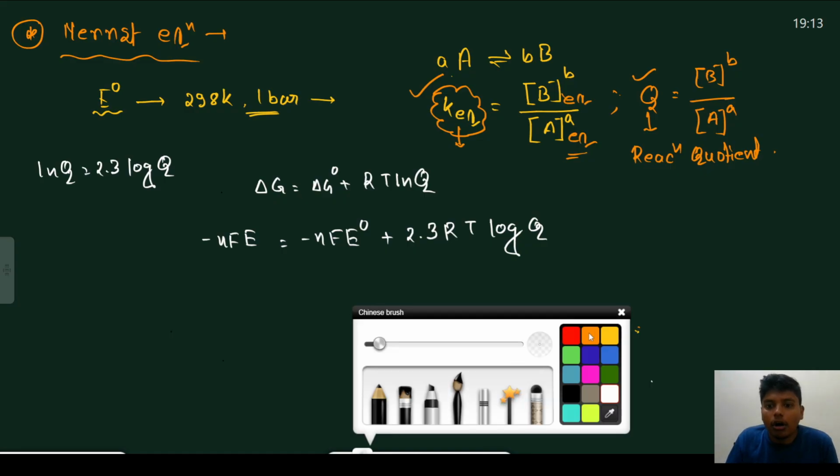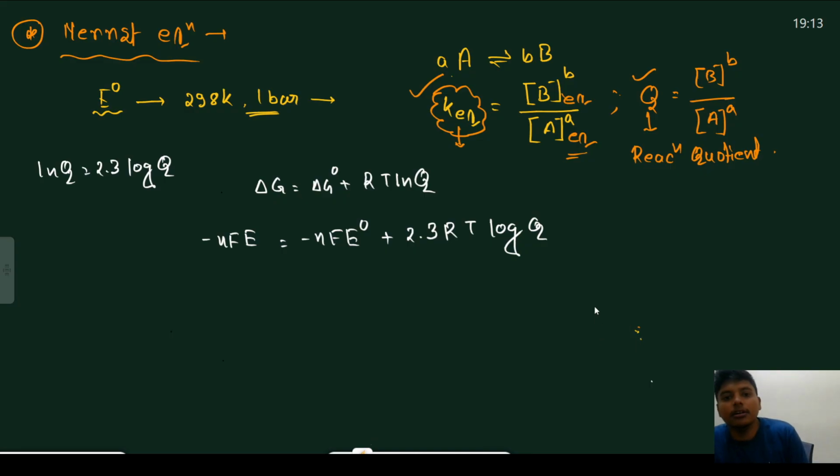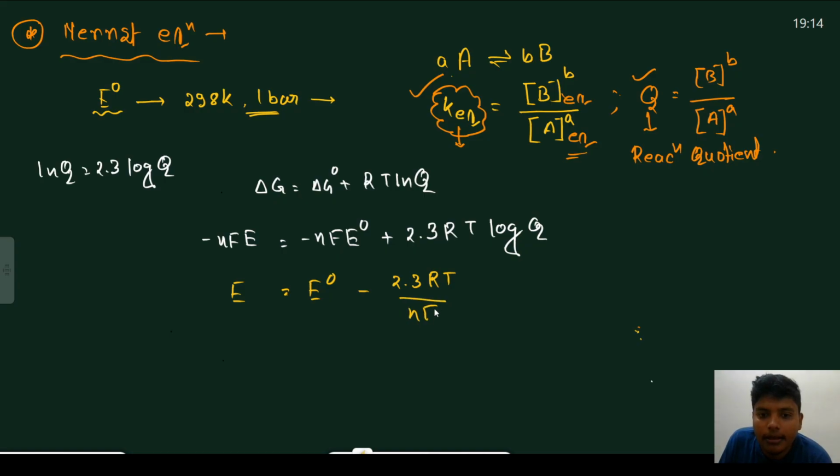Clear? Now divide both sides by minus NF. So this will be E equal to E naught minus 2.3 RT by NF log Q. Now log Q means concentration of B to the power B divided by concentration of A to the power A. B to the power B means concentration of product, and A to the power A means concentration of reactant.